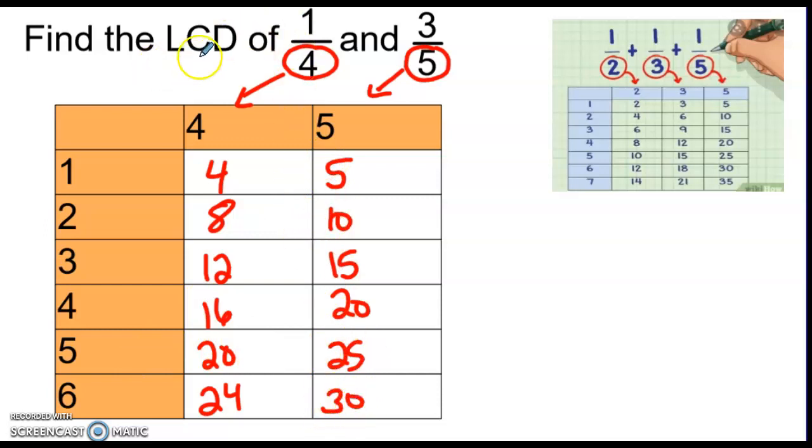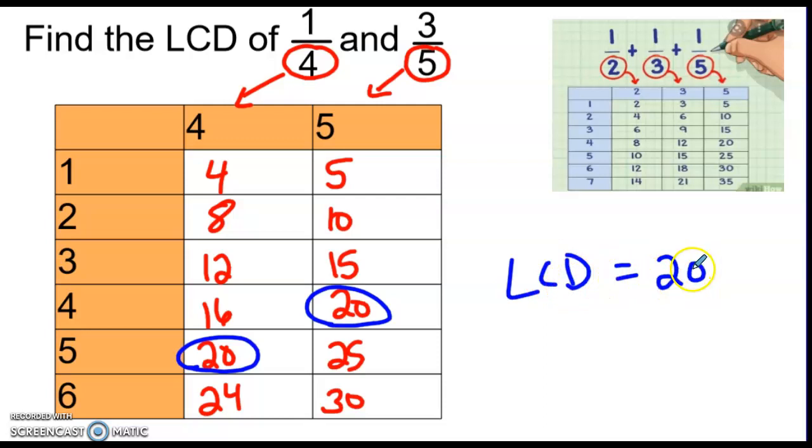Now I'm looking for the common one, the least common one. So I'm going to start at the top of my list, and the very first number I come to that's the same, I know is my least common denominator. So they both don't have 4 or 5, they both don't have 8 or 10, 12 or 15, 16, no, but 20. Now notice they're not in the same step of the table. That does not matter. What matters is that's the first number that they have in common. So that is the least common denominator. So in this example, my LCD, or my least common denominator, would equal 20.